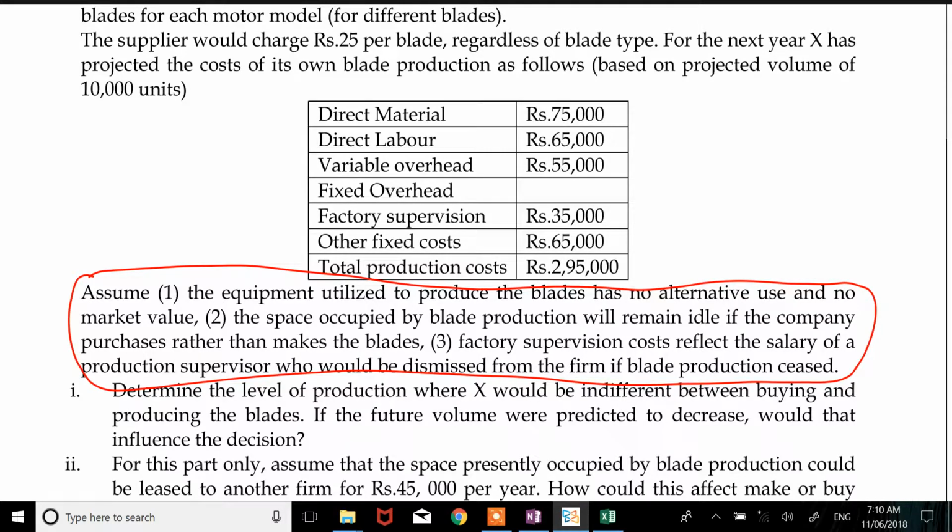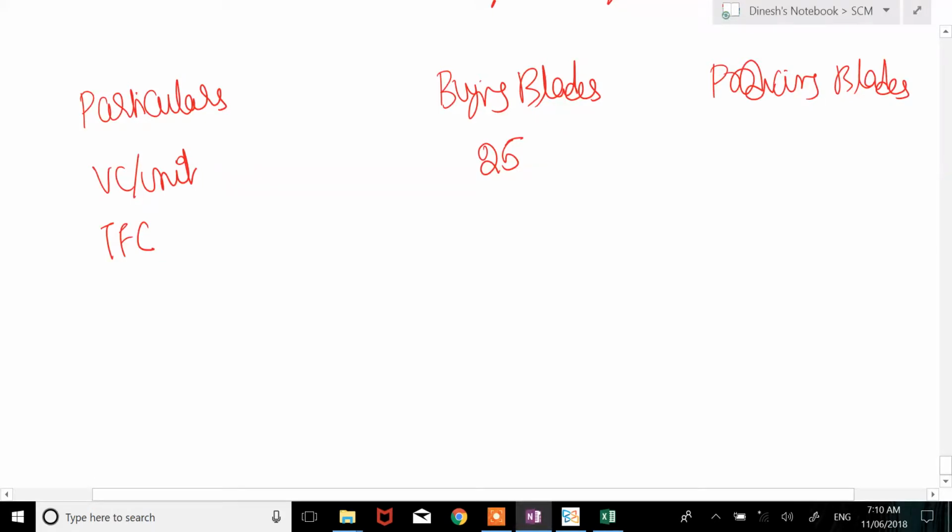See, all variable overheads are generally relevant because relevant costing is going to become the crux now onwards. I'll have to keep discussing only relevant costing. So all variable overheads are generally considered to be relevant unless provided otherwise. So 75 plus 65 plus 55 divided by 10,000. How much? 19.5. $75, 65 and 55.